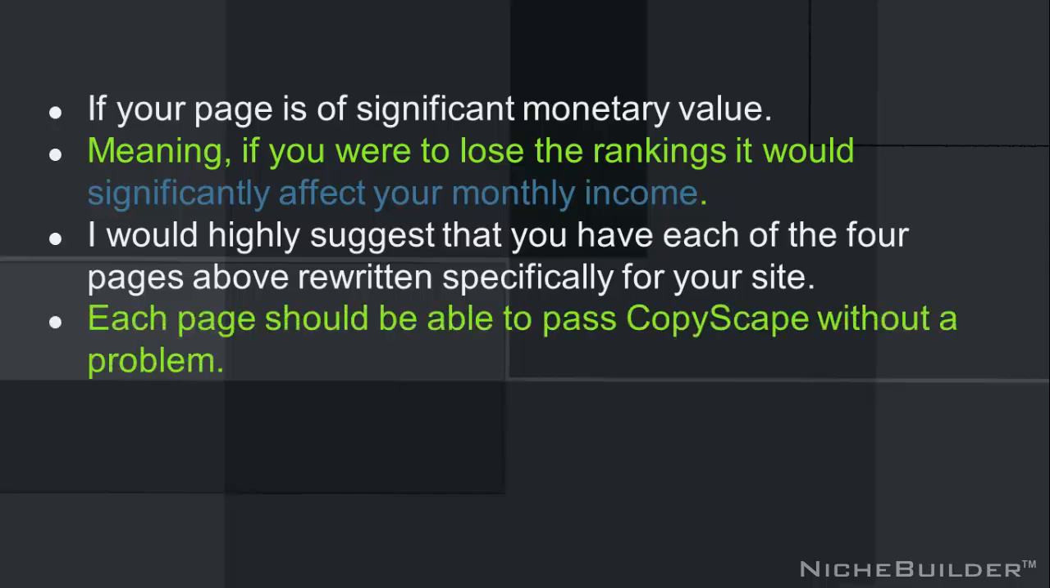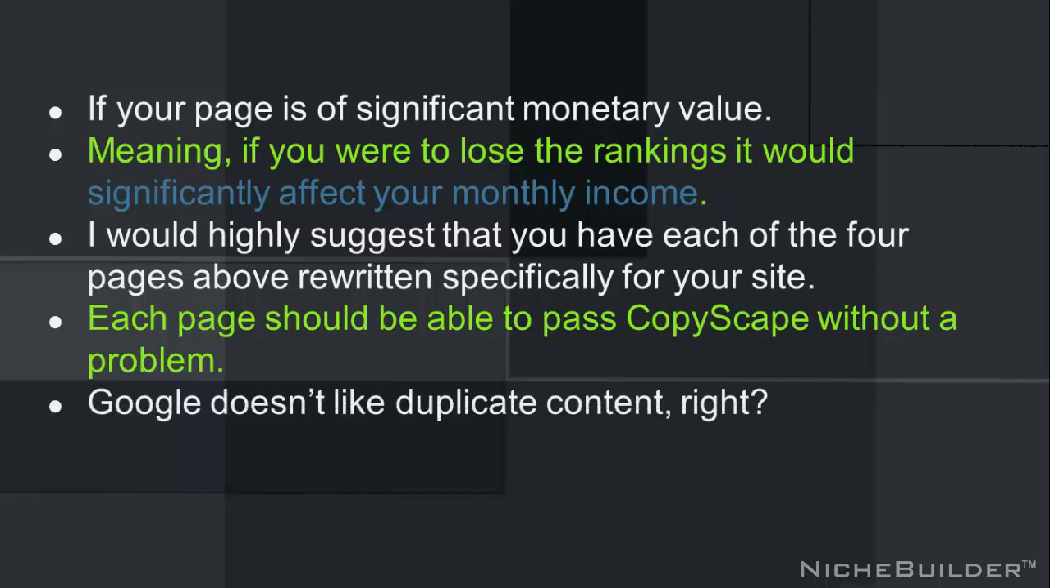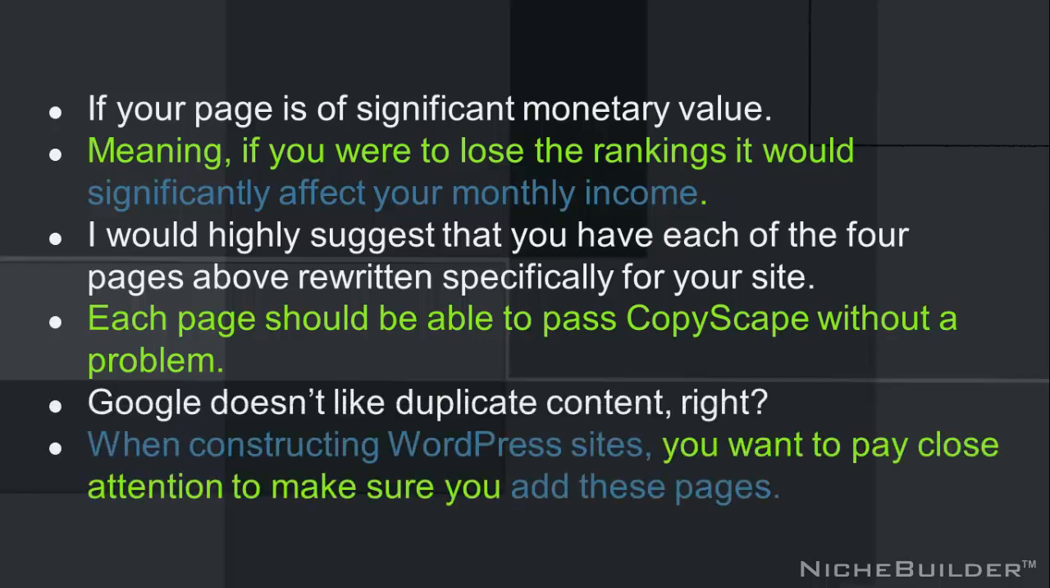That means each page should be able to pass Copyscape without a problem. Google doesn't like duplicate content, right? When constructing WordPress sites, you want to pay close attention to make sure you add these pages.